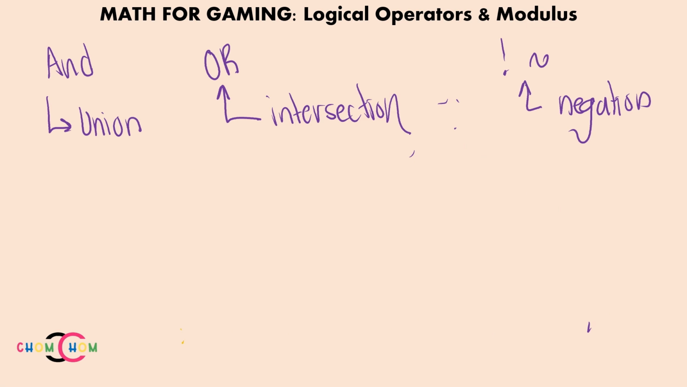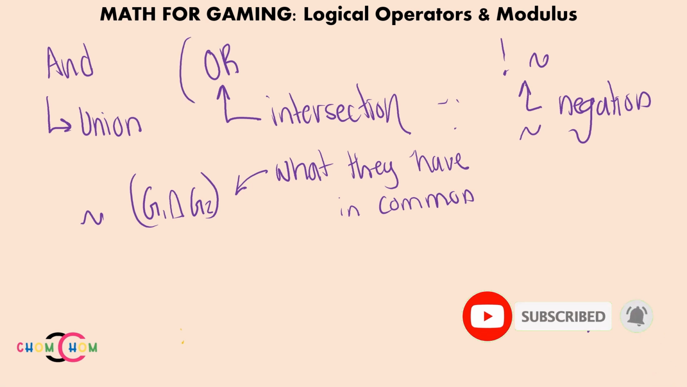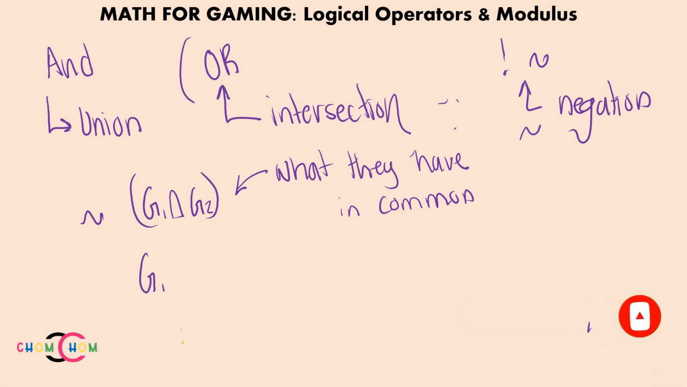Lastly, we have negation, which is like taking a negative, it's just reversing it. So if I say I have group 1 or group 2, what this means is, remember, just what they have in common. So I'm going to do that, and then I'm going to negate it. The opposite of or is going to be and. So what I do is I just reverse it. It's group 1 and group 2. So now it's just all of their terms together.